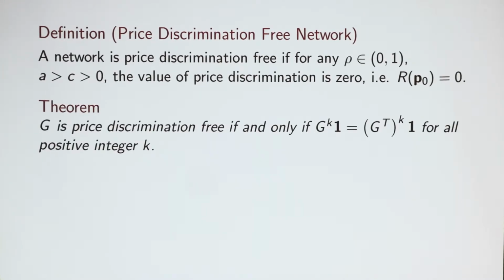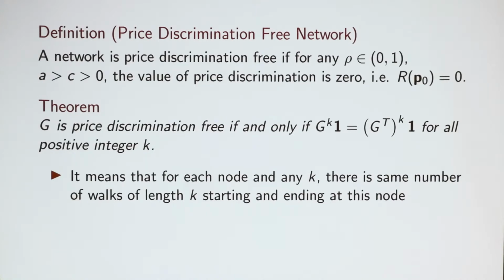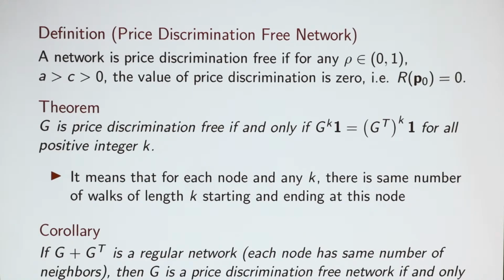And this theorem characterizes the sufficient and necessary condition for whether a network has value of price discrimination. It means that for each node and for any positive integer k, there is the same number of walks of length k starting and ending at this node. A simple corollary of this theorem is that if G plus G transpose is actually a regular network, then G is price discrimination free if and only if the in-degree and out-degree of each node are equal. Sorry for the display issue again.